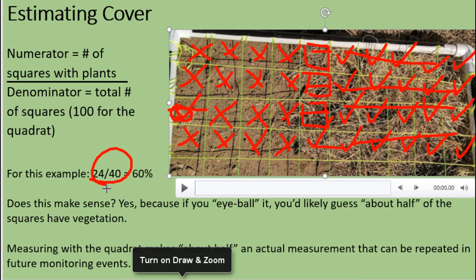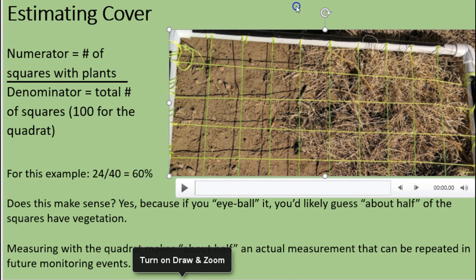Does this make sense? Yes, because if you just eyeball it from the very beginning before I wrote all over it, you can see that about the left half is empty and the right half is full, and that is about one half. So that one might be your really rough guess. Measuring with the quadrat turns about half into an actual measurement that can be repeated in future monitoring events.